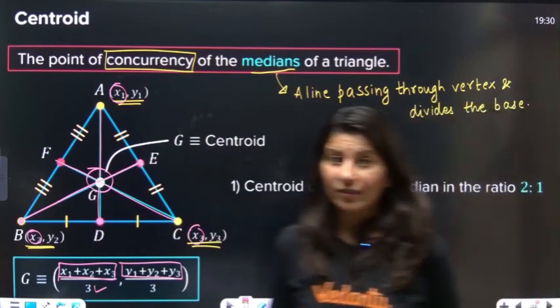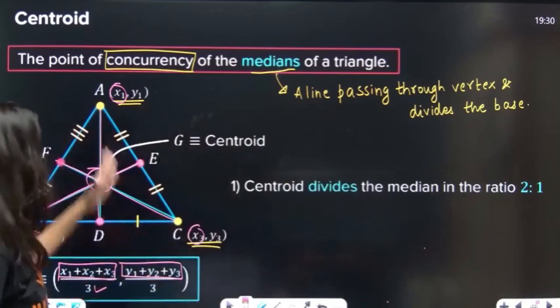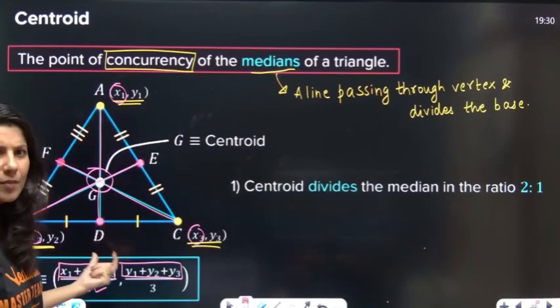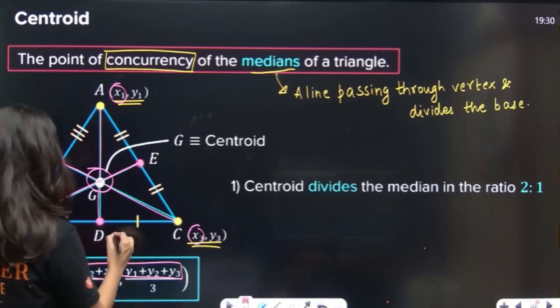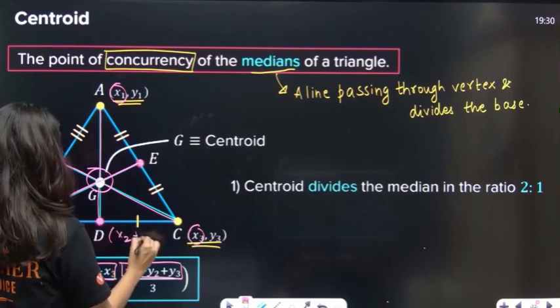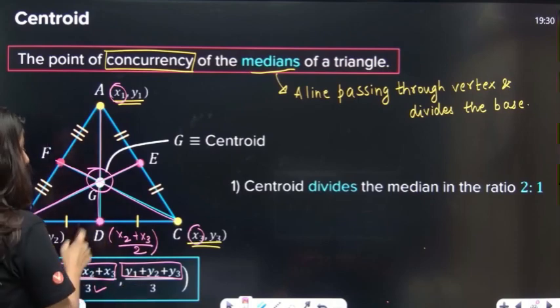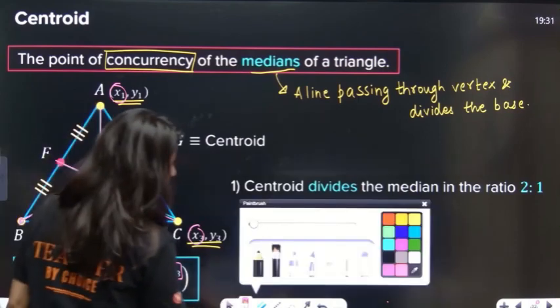Now one more thing which is very important. Suppose you have got a median. D, you know, is the midpoint. Can you tell me what is the coordinate of D? So x2 plus x3 by 2. Midpoint, remember? Now you have D, you have A, correct?